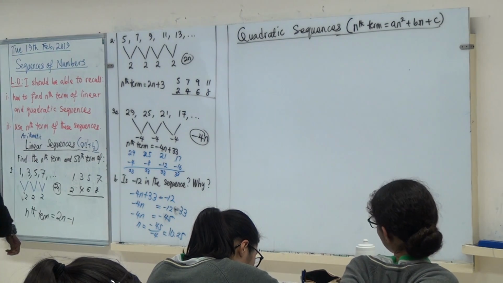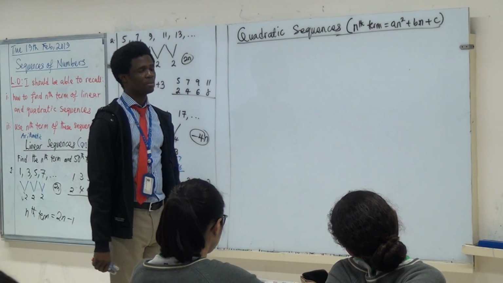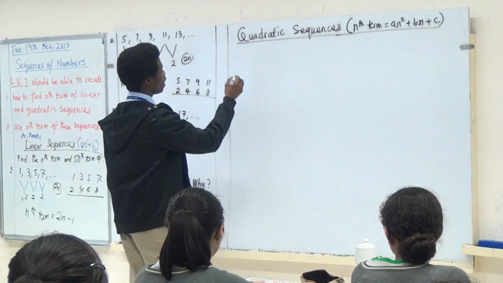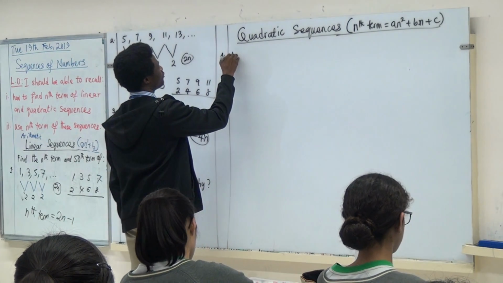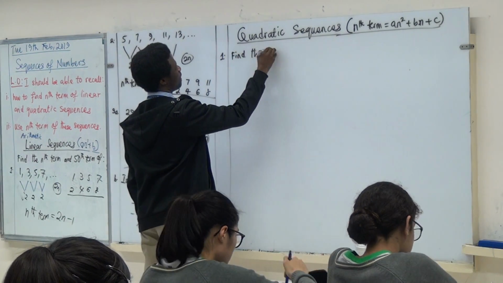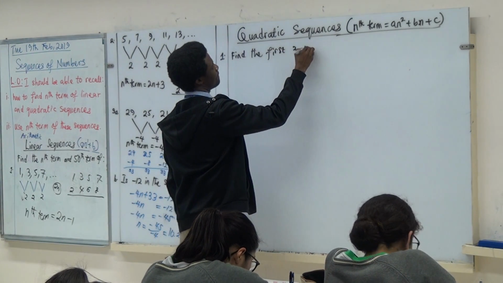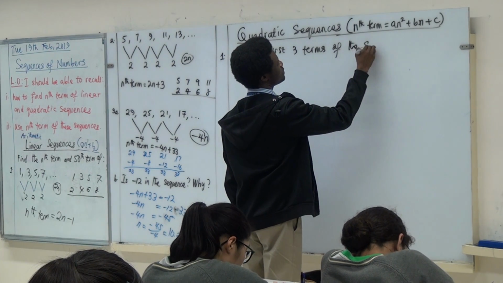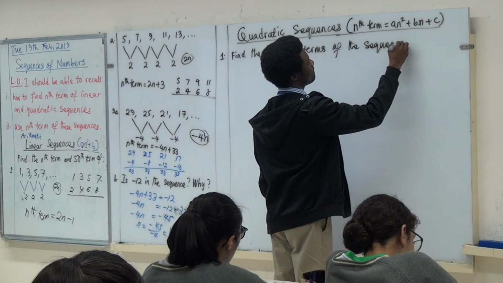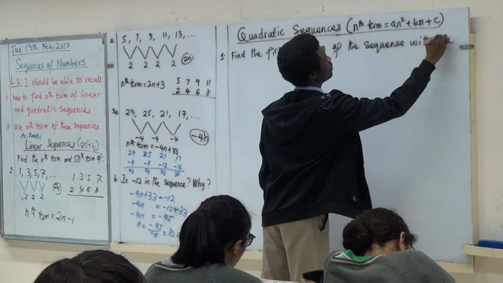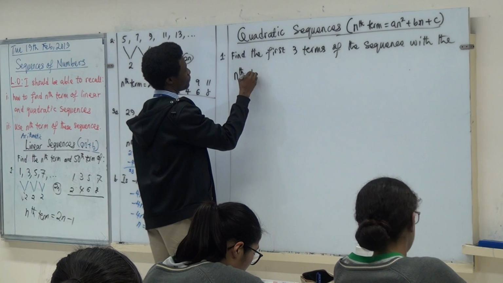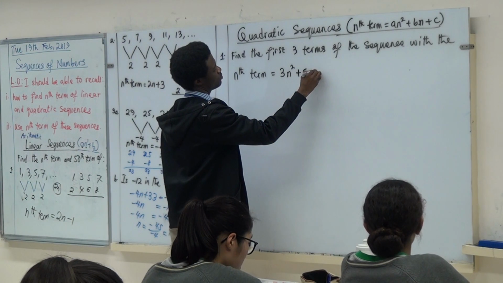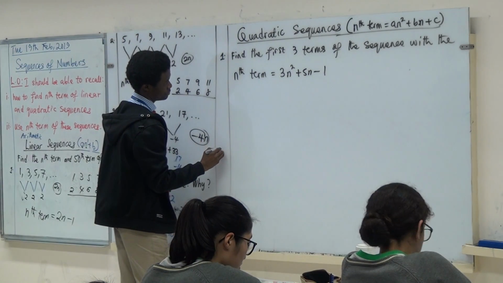Okay, n term of quadratic. My question will be this. I need you to work out the n term of this quadratic. Or, okay, my first question will be, find the first 3 terms of the sequence with the n term. So I use n term, maybe 3n squared plus 5n minus 1. So work out the first 3 terms.